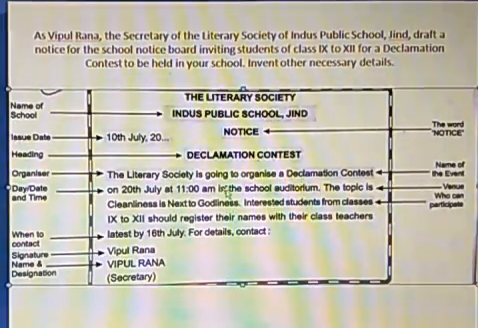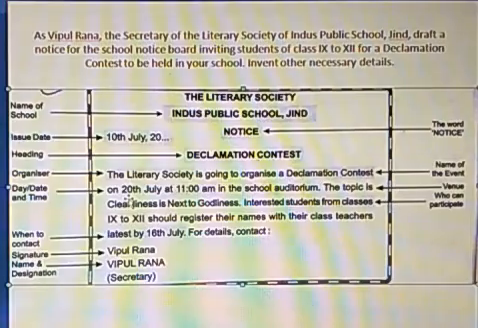Students, this is the main thing. You have to mention the date, time and venue. These are all very important for any contest. So, date, time and venue. The Literary Society is going to organize a declamation contest on 20th July at 11 am in the school auditorium. It is mentioned. Then we have to mention, as it is a declamation contest, the topic. The topic is cleanliness is next to godliness.